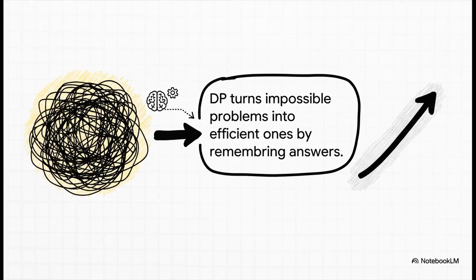And this is where DP just swoops in to save the day. It's this incredibly powerful technique that takes these impossibly slow problems and makes them totally efficient, all by doing one simple thing: remembering the answers to problems we've already solved. It's basically like giving your code a cheat sheet.